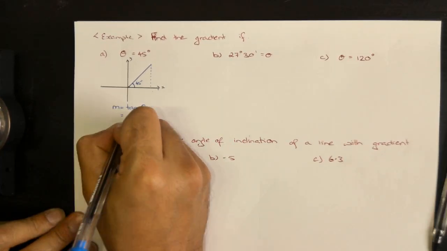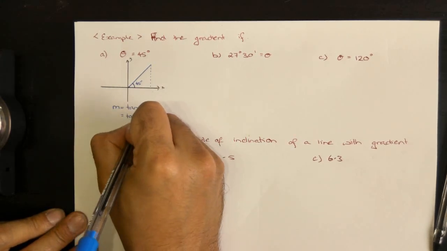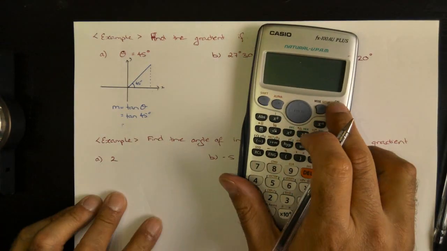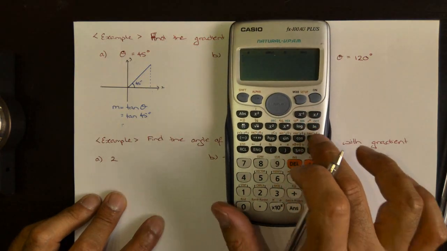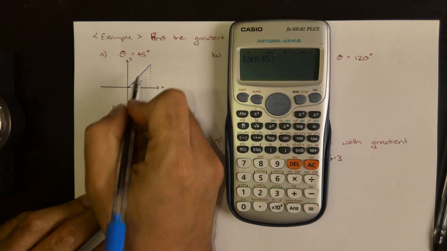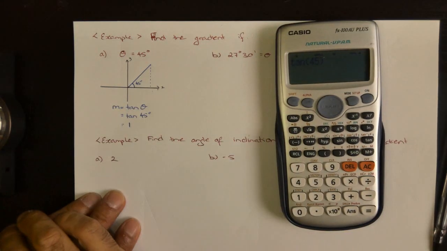So if theta equals 45, I should be able to just plug that into my calculator and figure it out. I'm just going to make sure I'm in degrees mode. So tan 45 is 1. So my gradient is 1. An equation like that would be y equals x.